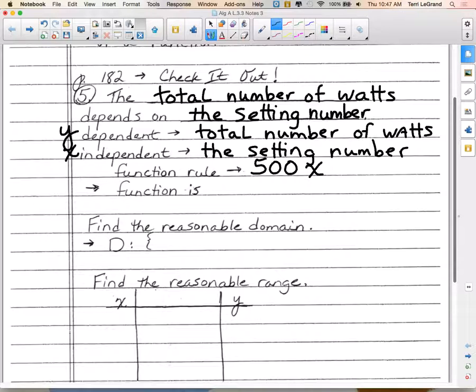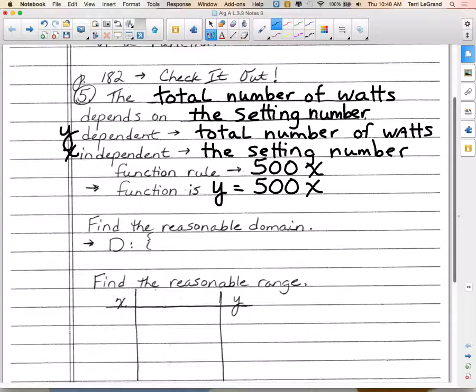So all we got to add to this is our y equals, right? The total number of watts, y, is, Sam, are you with us? 500 times x. If they told us to write it in function notation, I don't know that they do on this one. I think it says write a function to describe. Did they say function notation? No, so then we can leave it as y equals.